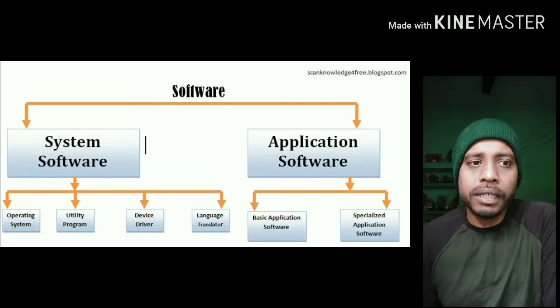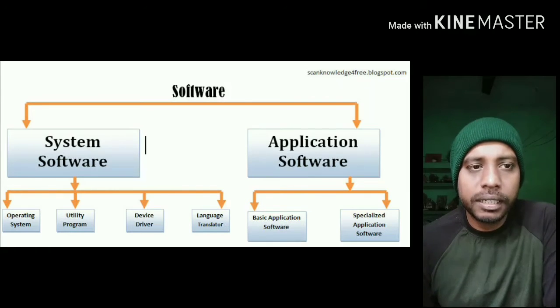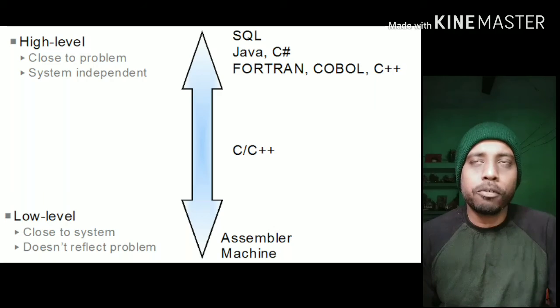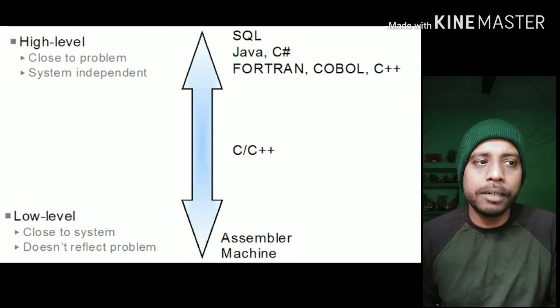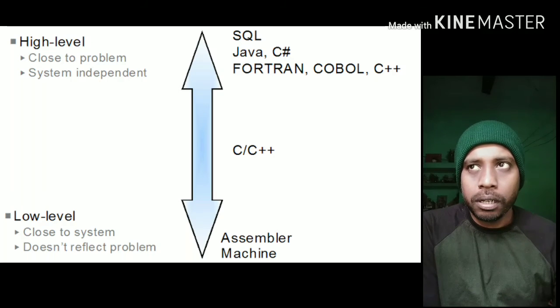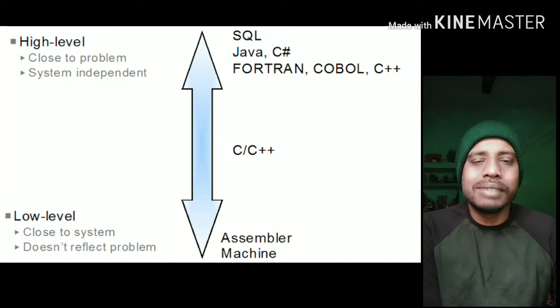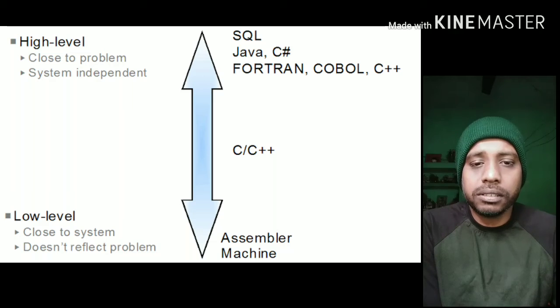Now we can divide software into two types. The first is system software and the second is application software. Also, programming languages evolved from low level to high level. Low level means closer to binary format. Binary format, you know, is in the form of 0 and 1, and high level means closer to natural languages such as English. So now a programmer can write instructions closer to natural language, closer to English.